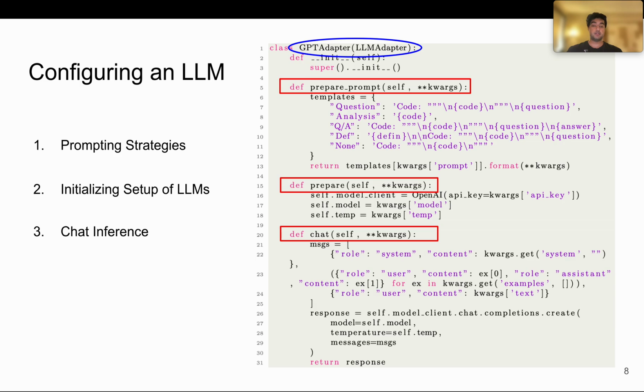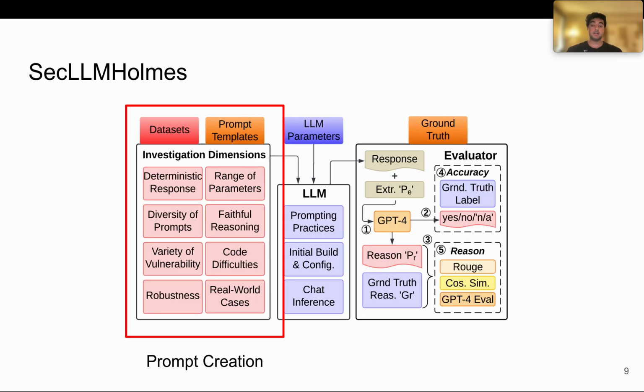And you can define these three functionalities: defining the prompt strategies, initializing the model, and integrating the chat inference API or inference code. And you can do all of that in just 30 lines of code, as shown here, an example of the GPT-based adapter that we built to configure GPT-based models. After this, you just have to press run, and the rest is taken care of by our framework.